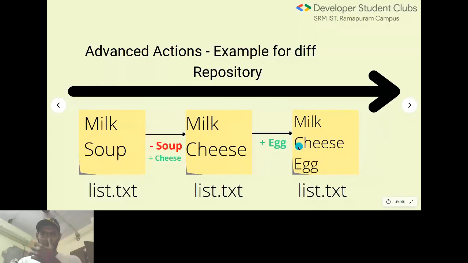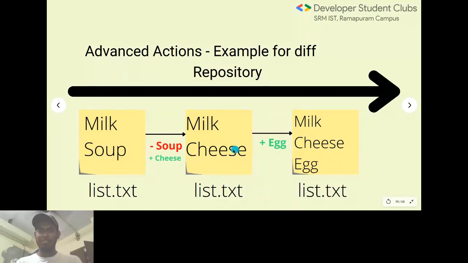So let's say for an example, there's a list.txt in a repository. One developer has created this. After this, another developer wants to make changes in this list. So they remove the keyword soup and add cheese in it. Whatever they removed shows in red color. Whatever they added, anything new, shows in green color. So now the list.txt gets updated to this version, milk and cheese.